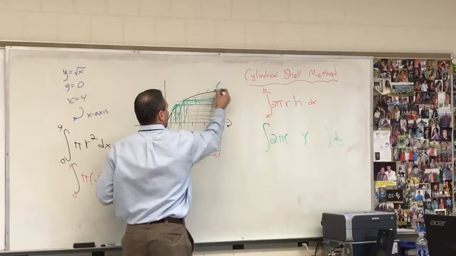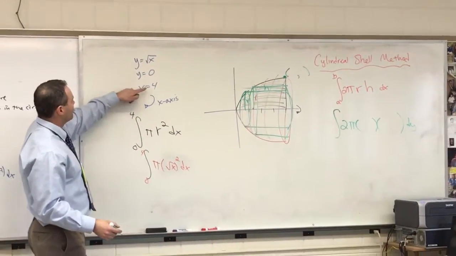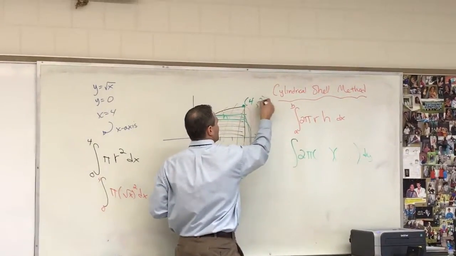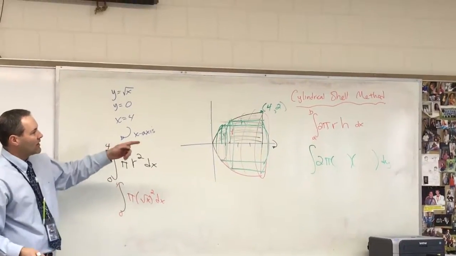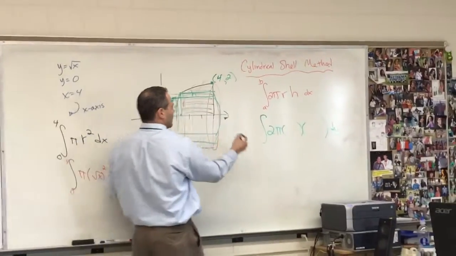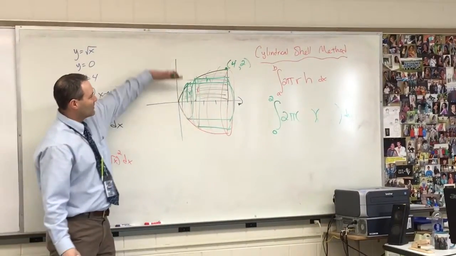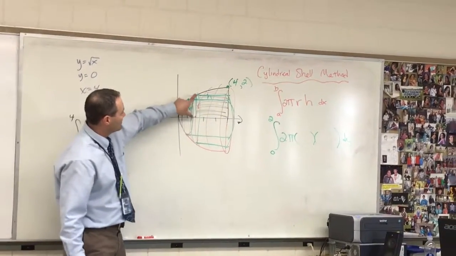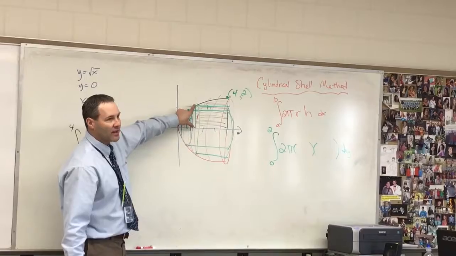This ordered pair is what? 4 comma 2, right? The square root of 4. So we're now integrating from 0 to 2, here to here, because we're going dy. So what's my radius here? It's the square root of x, right?